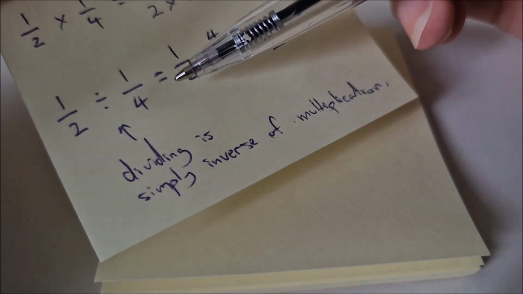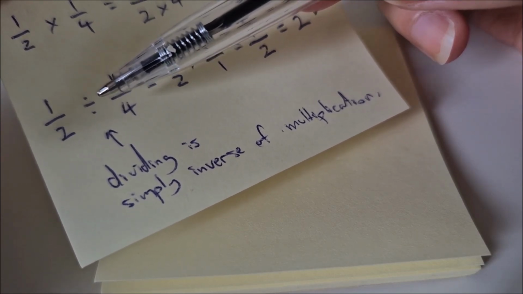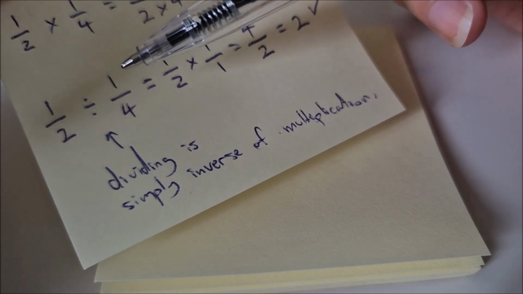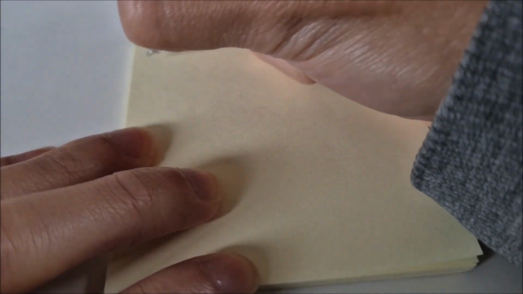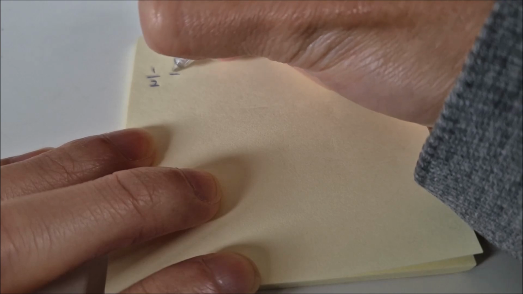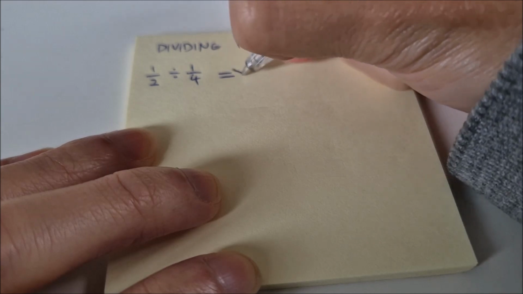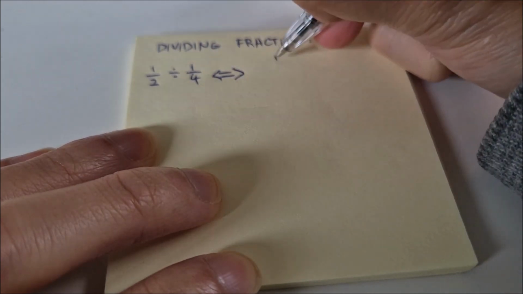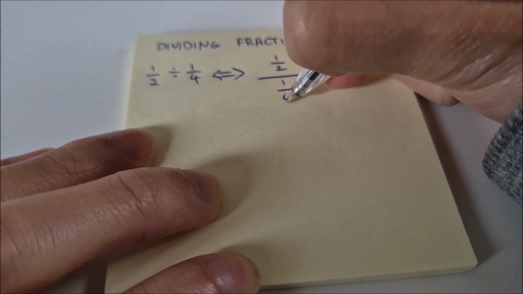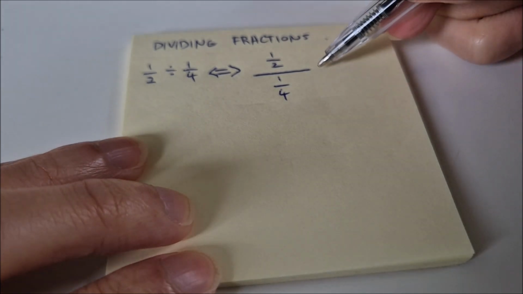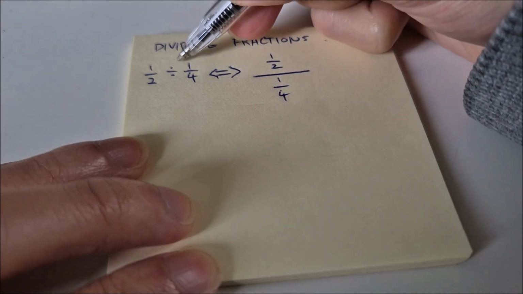And now you may have realized that I wrote this divide sign explicitly, but in fraction form this would look like this. So I can rewrite 1/2 divided by 1/4. That is the equivalent of 1/2 divided by 1/4. And this longer division bar simply represents the operation.